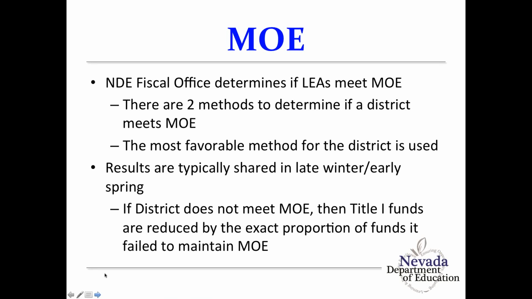Results are typically shared in the late winter or early spring. Most of the time they go directly to the districts, but I also send them out along with the Title I updates. If a district does not meet the MOE, then Title I funds are reduced by the exact portion of funds it failed to maintain MOE. Since I've been working here going on 3 years now, only one district one time has lost money, and I think it was $7,000, so it wasn't huge, but they did not meet their MOE.